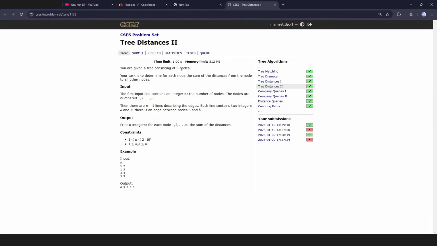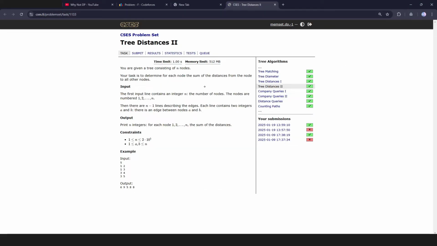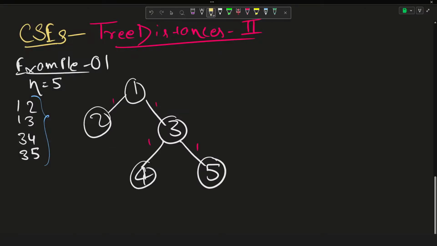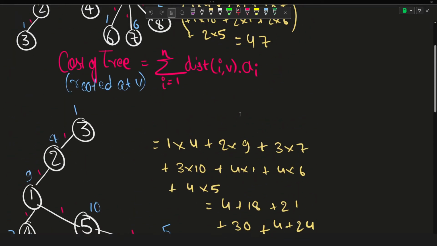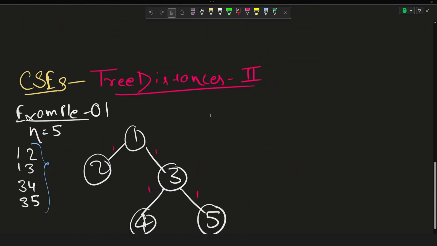So let me first explain what this problem asks, and once we are able to figure out how to solve this problem, it will become much easier for us to solve the other problem, right? So let us now try to understand what this problem asked and how we will solve it. If you remember, in the previous problem we were going from the root node to every other node and multiplying by the value present at that node, right? But in this problem it is a little simpler.